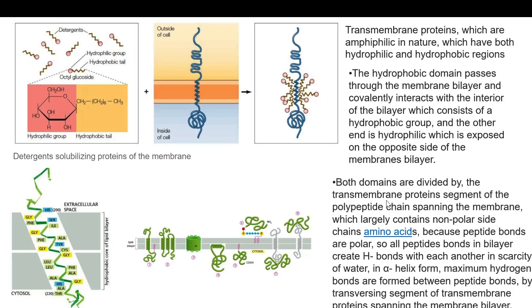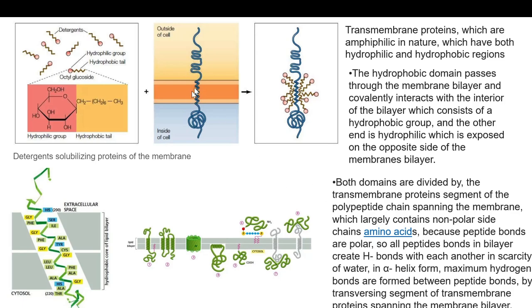Both domains are divided by the transmembrane segment of the polypeptide chain spanning the membrane, which largely contains non-polar amino acids, because peptide bonds are polar. So all peptide bonds in the bilayer create hydrogen bonds with each other in the scarcity of water. In the alpha helix form, maximum hydrogen bonds are formed between peptide bonds while traversing the segment of the transmembrane protein spanning the membrane bilayer. So what is happening here?